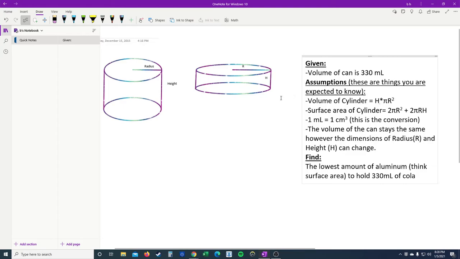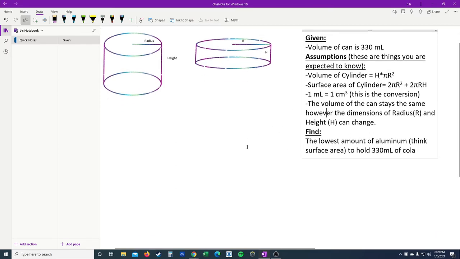Basically, this problem is adjusting the height and radius configurations so that you have the least amount of aluminum. Imagine these two hollow shapes with aluminum all around them. The problem is asking us to find the lowest amount of aluminum, which is essentially the surface area, to hold 330 milliliters of cola. Okay, now that we have the givens, the assumptions, and the question out of the way, we can work through this problem together.